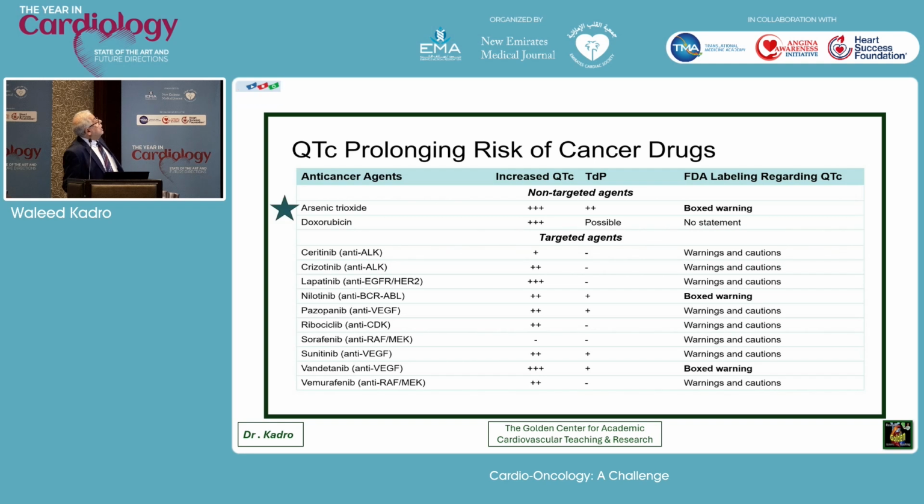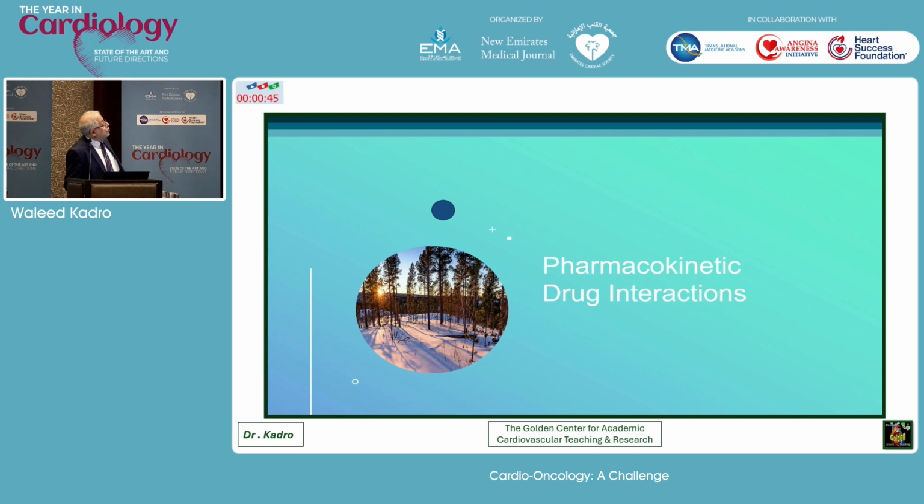This is the box warning for arsenic trioxide and ribociclib. They just cause more QT prolongation.